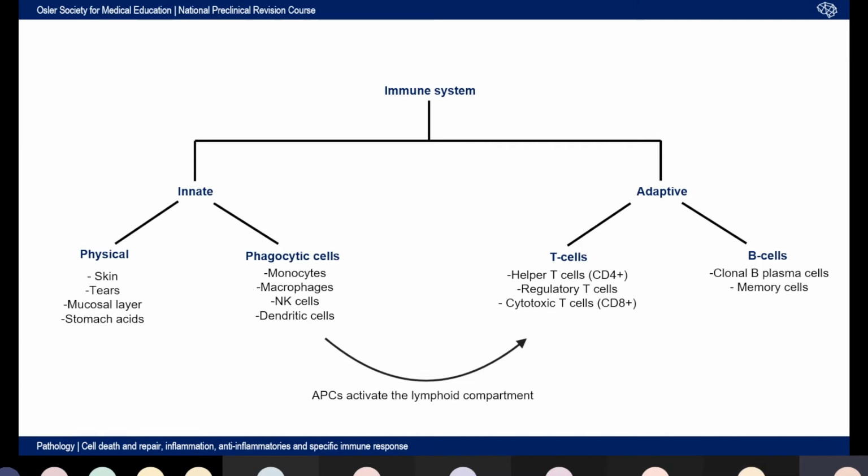Now, adaptive is formed from T and B cells, whereas innate is mainly physical differences and phagocytes, phagocytic cells like monocytes, macrophages, NK cells, dendritic cells. And the whole purpose is that once you detect PAMPs, then you activate the adaptive immune system like T and B cells, which then go on to cause a reaction and then also help to maintain the immunity in future. So the second time round, you will be immune to the disease.